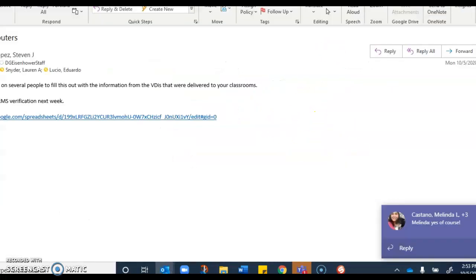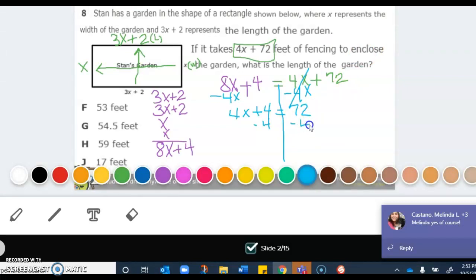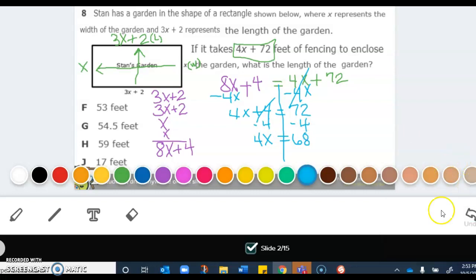Subtract 4, sorry guys, minus 4. So 4x is equal to 68. I'm dividing by 4 on both sides, so x is equal to 17. But remember, x was the width. Your question is asking what is the length, right?